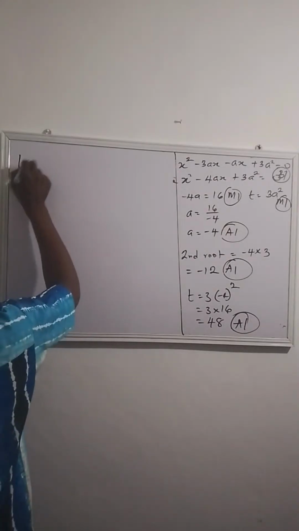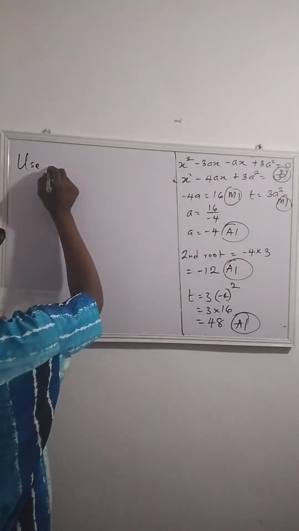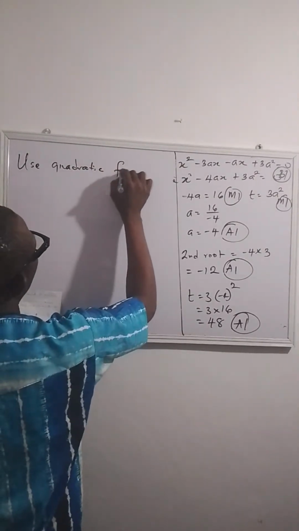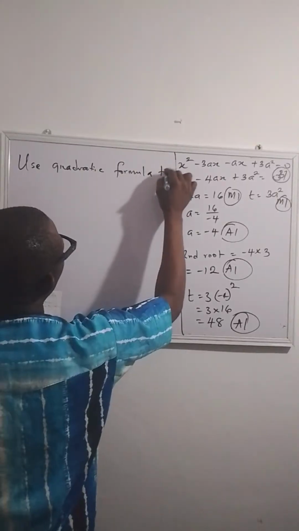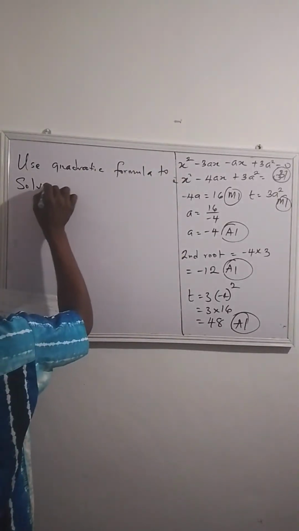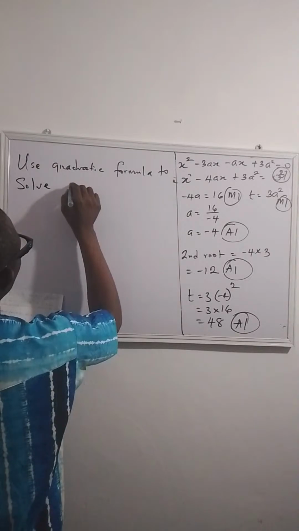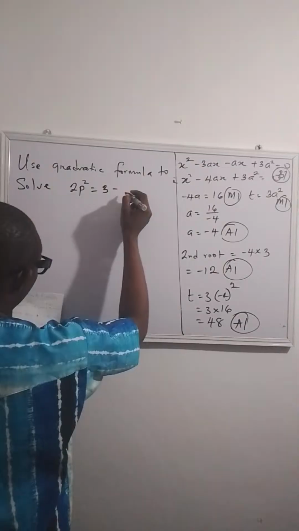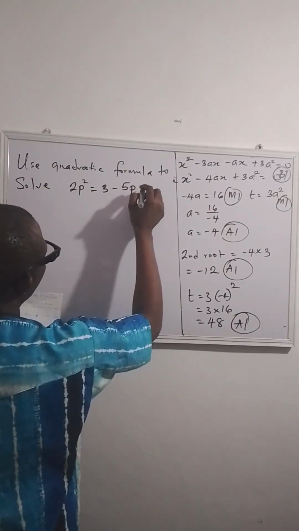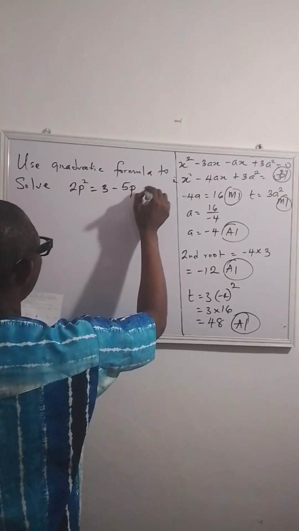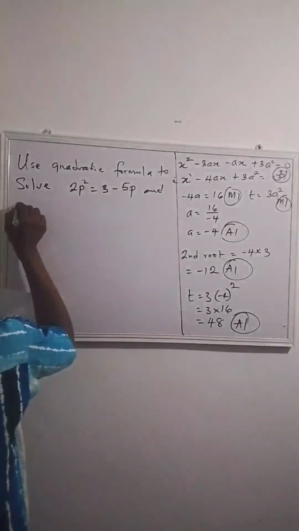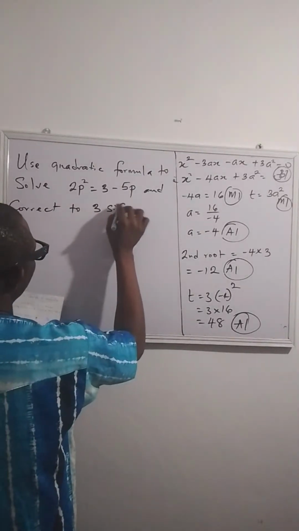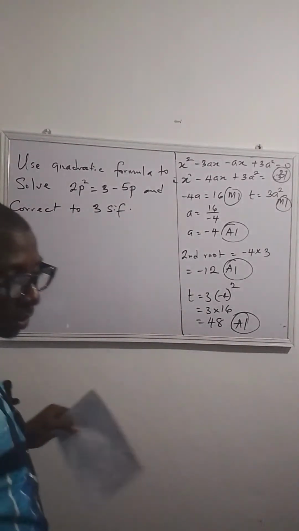Use the quadratic formula to solve 2p squared equals 3 minus 5p, correct to 3sf.